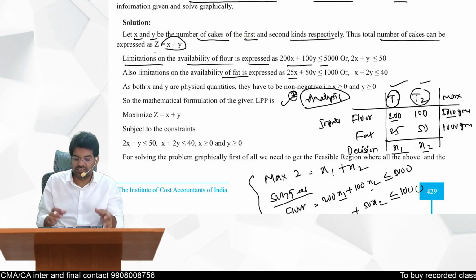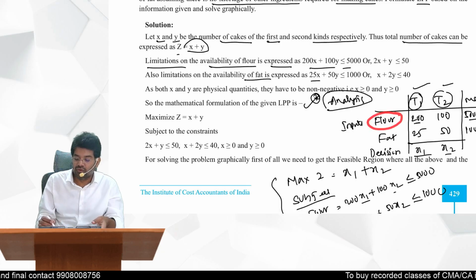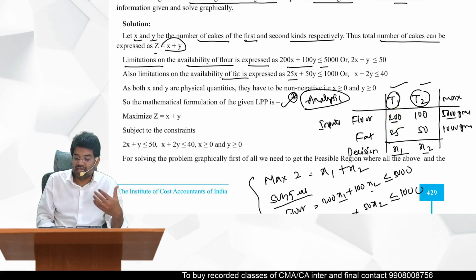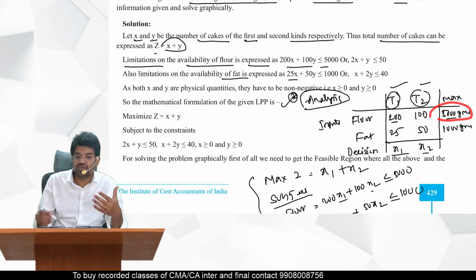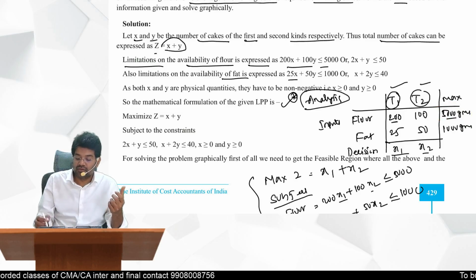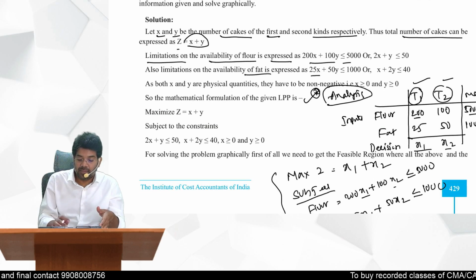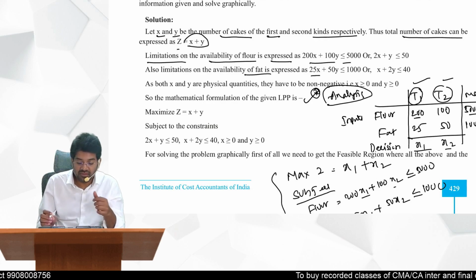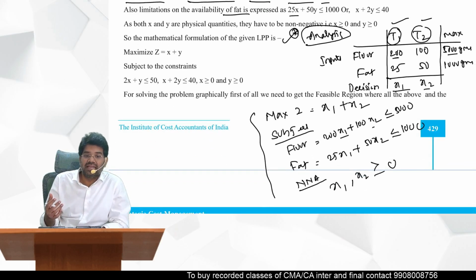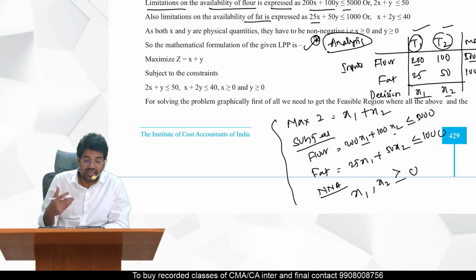What are the constraints here? One is flour, the other one is fat. We represent this as number of units multiplied by the quantity required. So 200x plus 100y must be less than or equal to 5000 grams, because you cannot consume more than 5000 grams. Similarly, fat: 25x plus 50y less than or equal to 1000 grams. And x comma y must be greater than or equal to 0. They should not be negative.